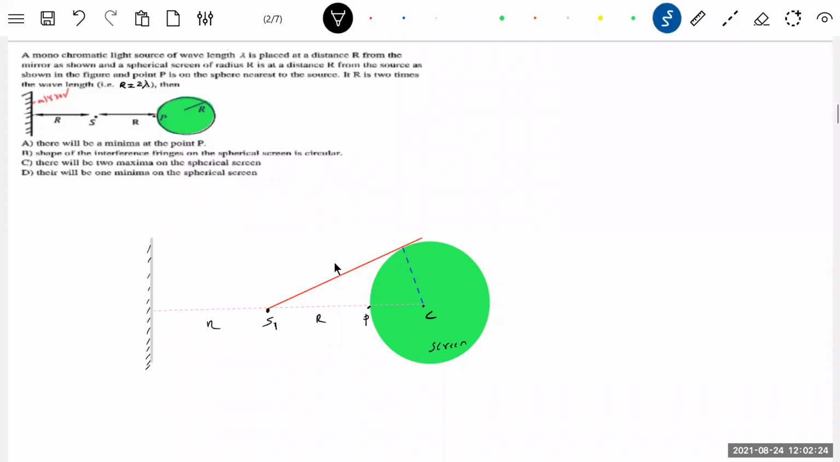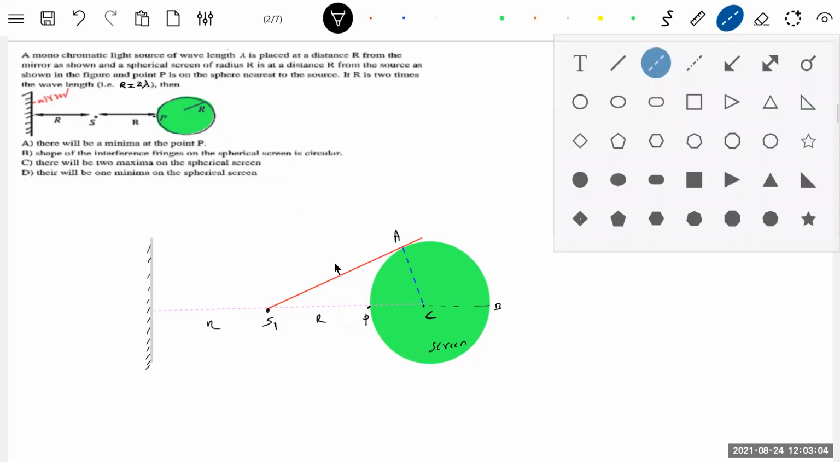Okay, there's a part A of the screen. Let this be B. Similarly, we can also draw a tangent, this one. Now, will there be any rays from the source reaching this part of the screen? No rays will be incident here, no? This is spherical, so no rays are incident on the screen. So where you can see maxima and minima should be in this region only.